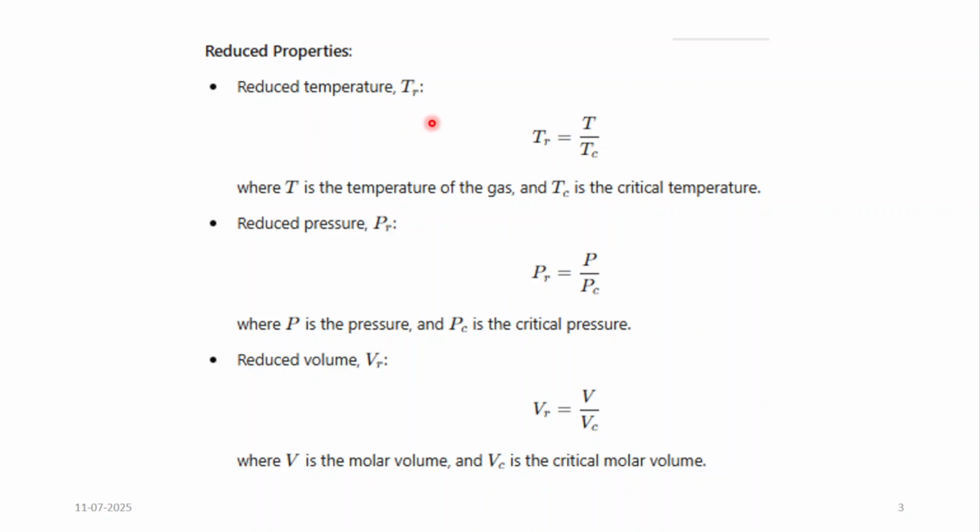Now what is reduced temperature? Reduced temperature is nothing but temperature divided by Tc, that is critical temperature. Reduced pressure is nothing but P by Pc. Reduced volume is nothing but V by Vc. So you have to divide the temperature by critical temperature to get reduced temperature. Suppose some gas is at 400 Kelvin. To find the reduced temperature, you just divide 400 by its critical temperature. To find PR, you divide by PC. To find VR, you divide by VC.